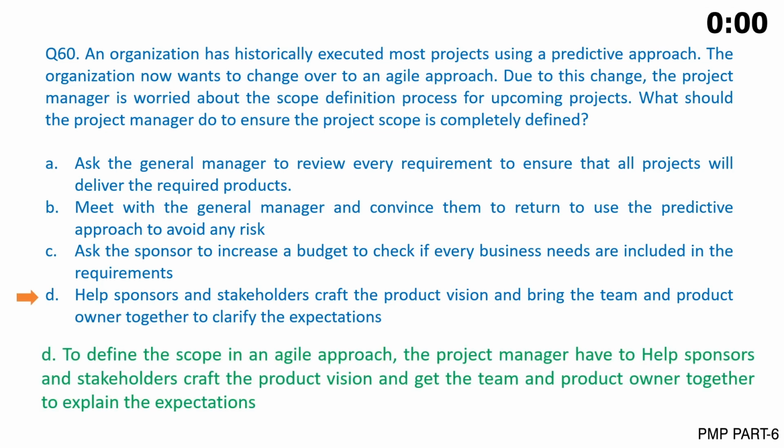The answer is D. To define the scope in an agile approach, the project manager has to help sponsors and stakeholders craft the product vision and get the team and product owner together to explain the expectations.